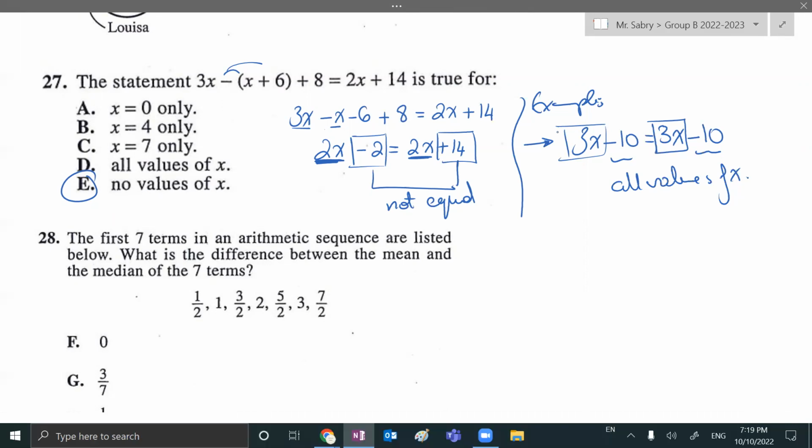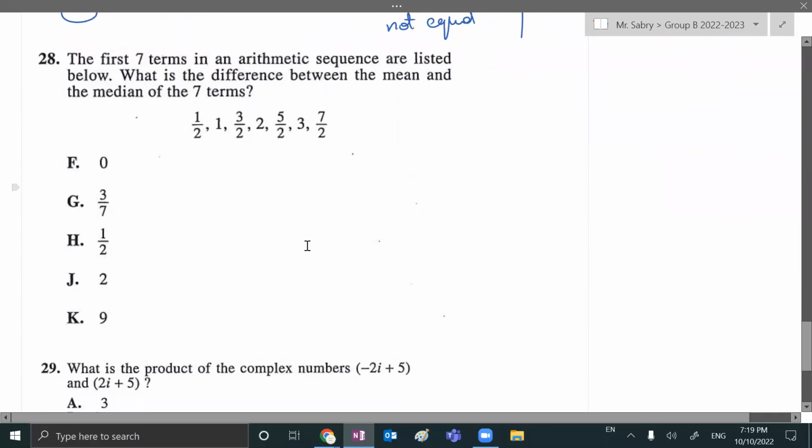Yes. Awesome. Type 28. It says here the first 7 terms in an arithmetic sequence are listed below. What's the difference between the mean and the median of the 7 terms?